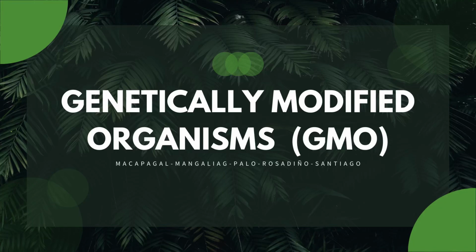GMOs, or genetically modified organisms, are organisms that have had their genes altered in a lab environment in order to bring out the desired characteristics or products of the type of organism. There are two methods for making GMOs: recombinant DNA technology and reproductive cloning.